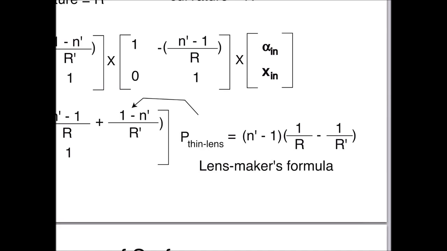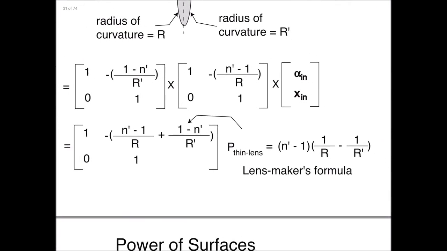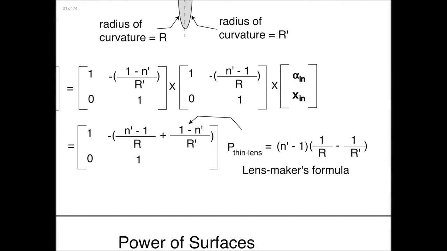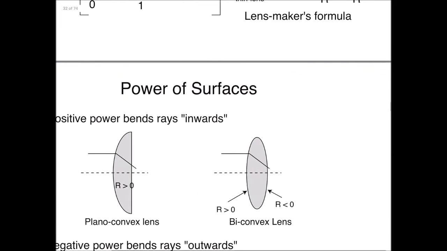That's why this term is called the lens maker's formula, because this relates the output of the system to the input and gives you a matrix in which there is only one term with the 3 variables that are the refractive index of the material of the lens and the 2 radii of curvature. So that's called the lens maker's formula.